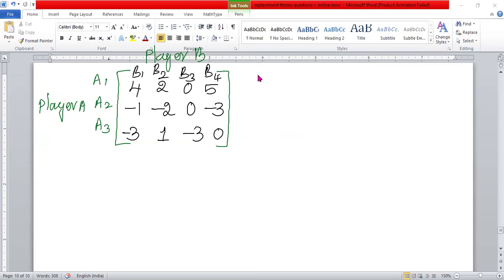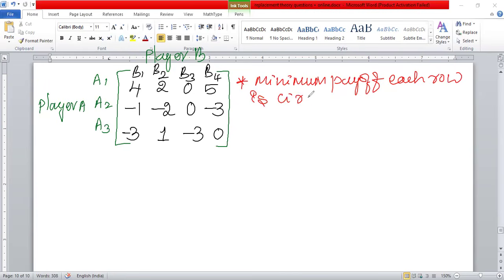Okay. Method number 1: the minimum payoff of each row is circled. First row, 0. Second row, -3. Third row, -3.